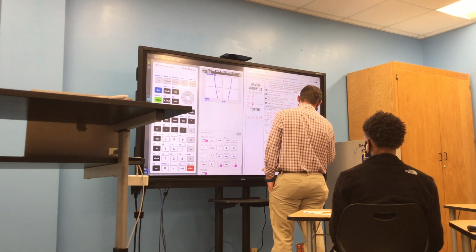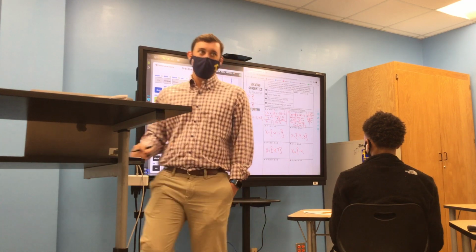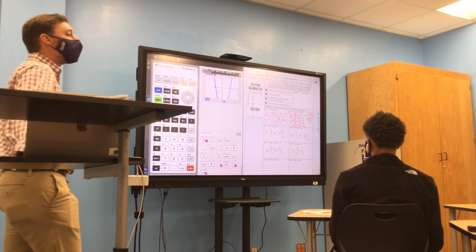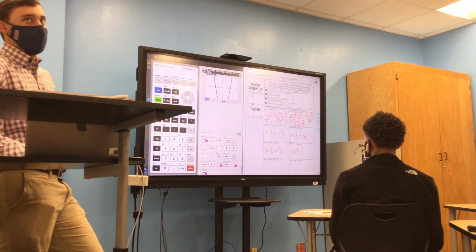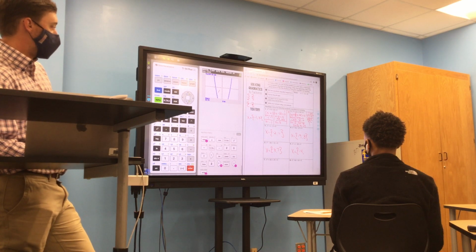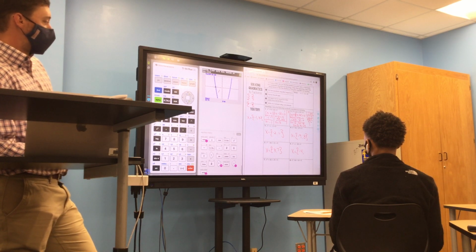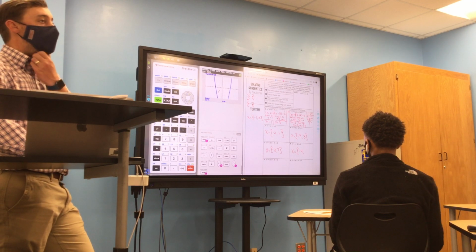Why is it not graphing with these? I press graph and it's not doing anything. You've got x squared minus x minus 20. Let's see, second.